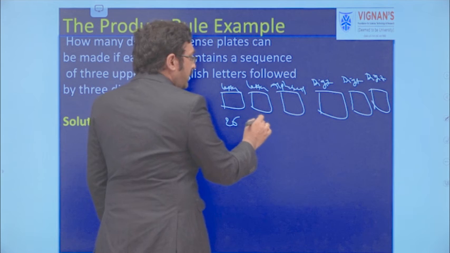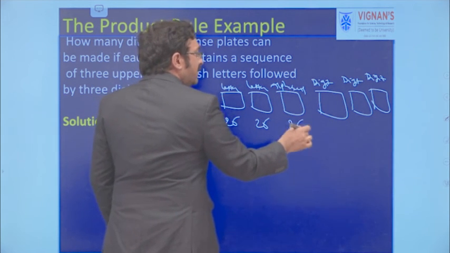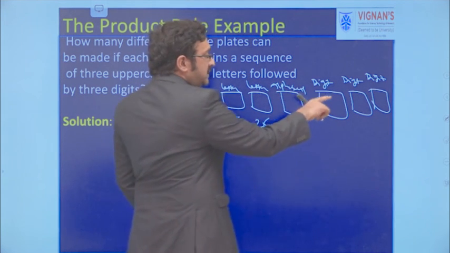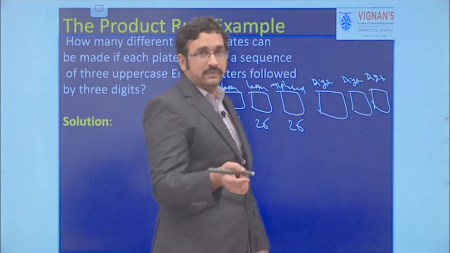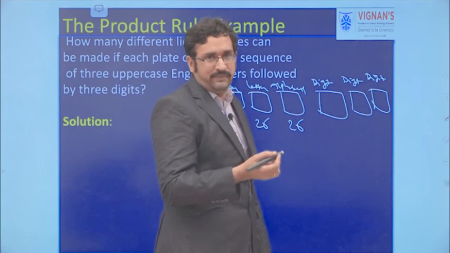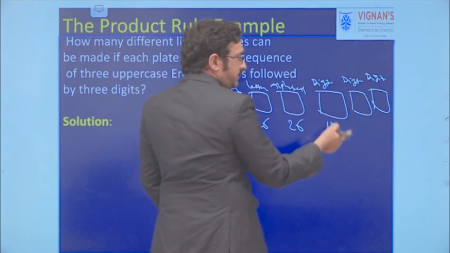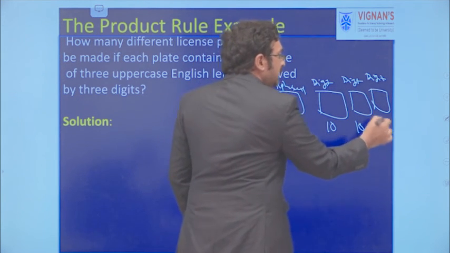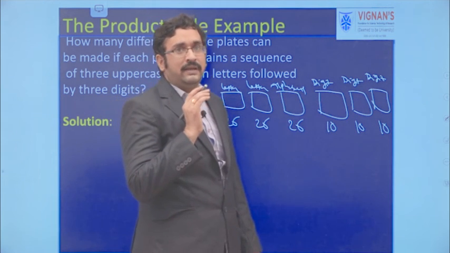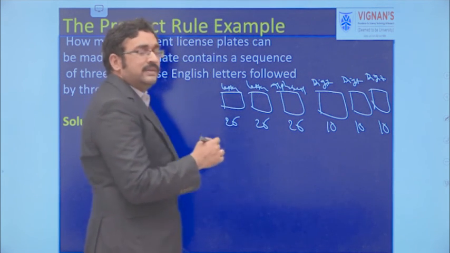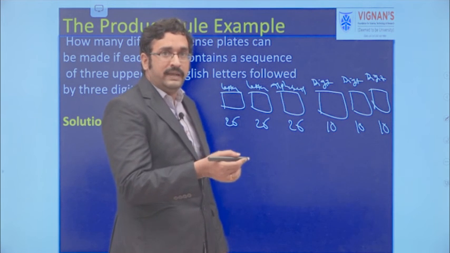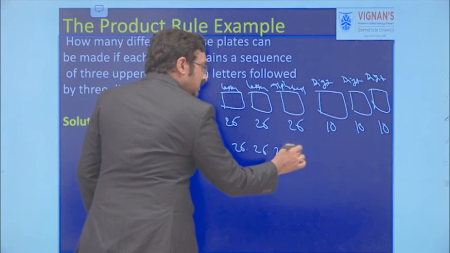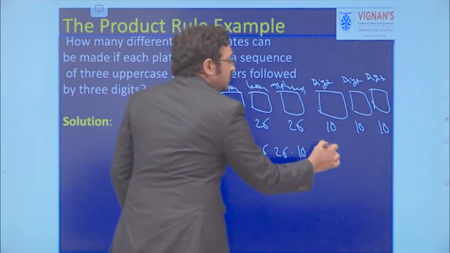For the second position also there are 26, and for the third alphabet there are 26 options. So 3 alphabets followed by 3 digits. The first digit can be between 0 and 9, so we have 10 possibilities. For the second digit there are 10 options, and for the third digit there are 10 possibilities. So the number of license plates having a sequence of 3 uppercase alphabets followed by 3 digits will be 26 into 26 into 26 into 10 into 10 into 10.